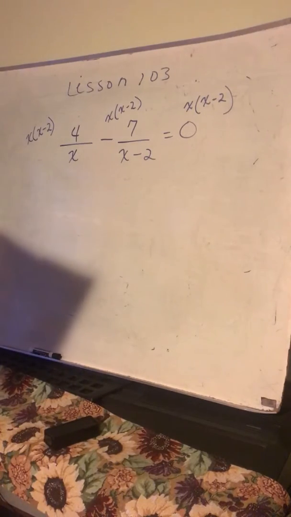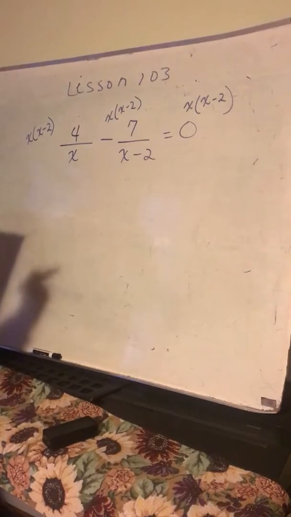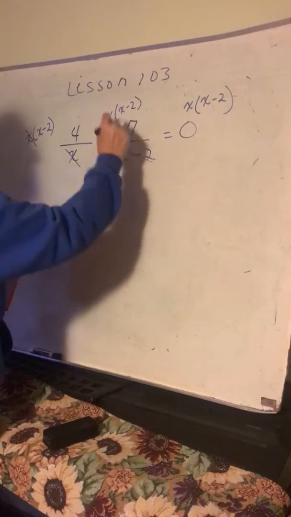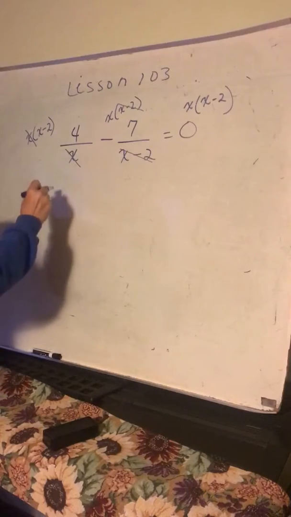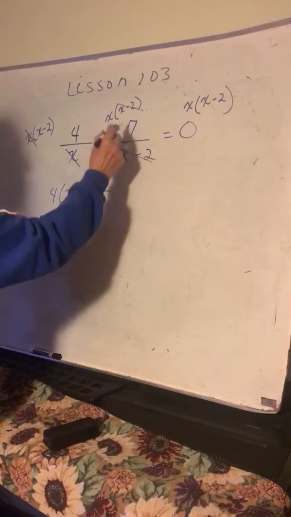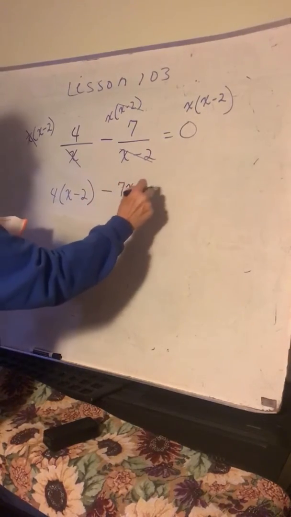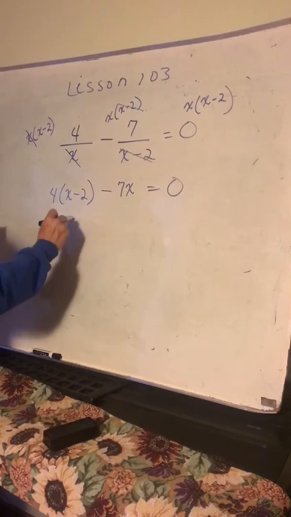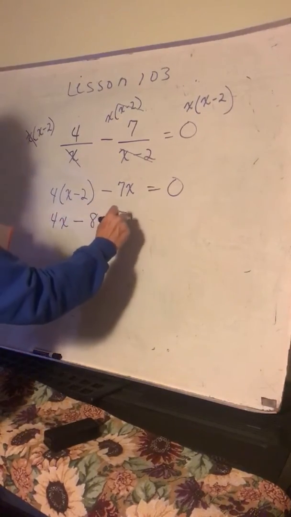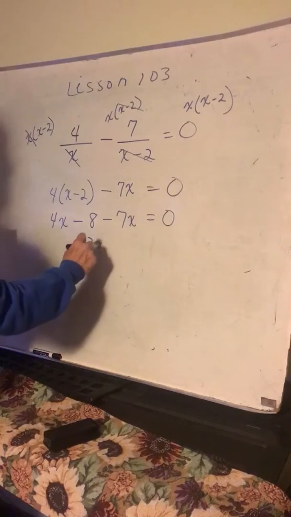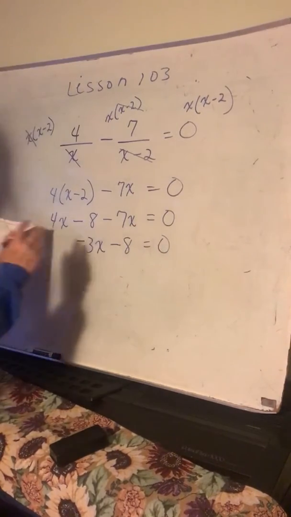And then we are going to cancel, and then that becomes 0. So now we have 4(x minus 2) minus 7x equals 0. So this becomes 4x minus 8 minus 7x equals 0. So here we end up with minus 3x minus 8 equals 0.